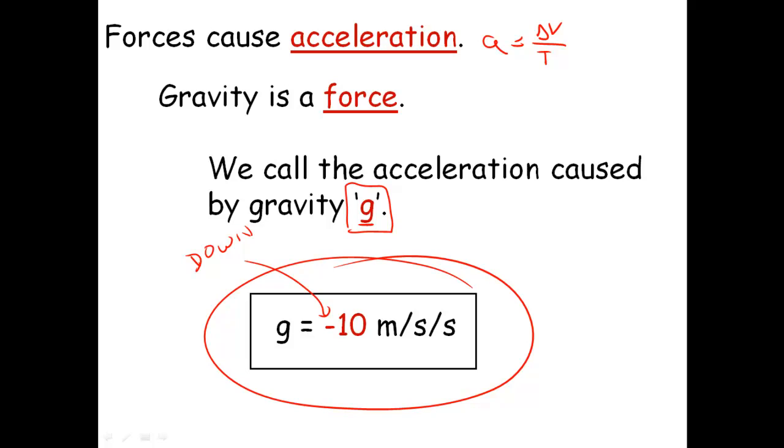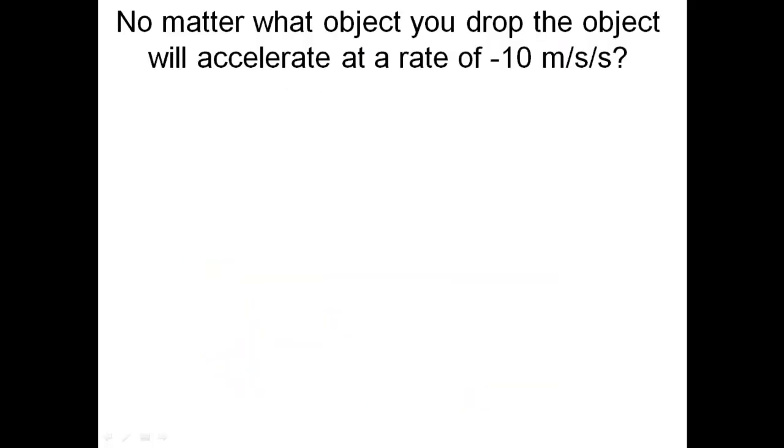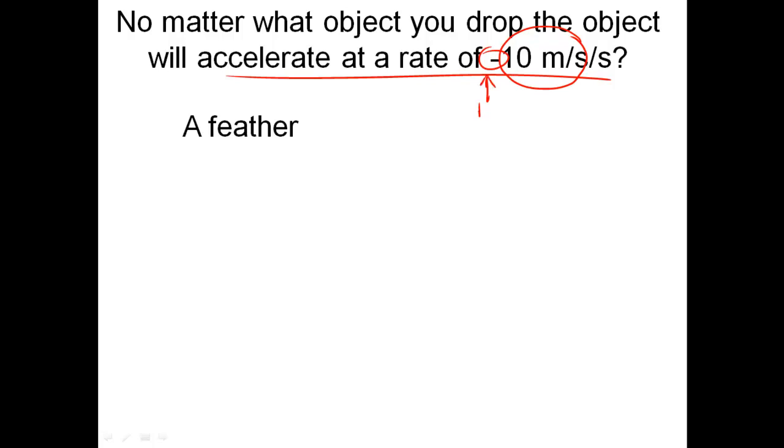So the acceleration caused by gravity is always down. And it doesn't matter what you're doing. You're always being pulled downward and therefore accelerated downward. So if we drop an object, let's say a feather, guess what? It's going to accelerate at a rate of -10. So it's going to change its velocity by that much downward every second.